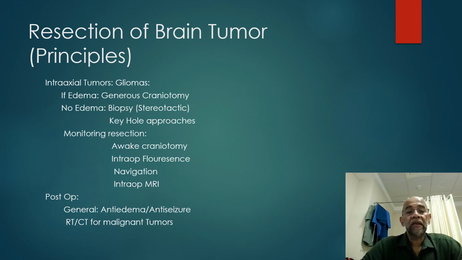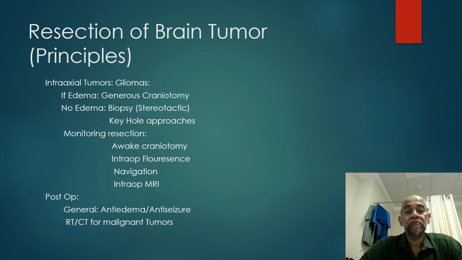Intraaxial tumors like gliomas can be approached by a craniotomy. If there is significant peritumoral edema, a generous craniotomy is performed because even after tumor removal, there will be brain swelling, which has to be accommodated. In case there is no edema, a stereotactic biopsy may be performed, or keyhole approaches, small approaches, can be used.